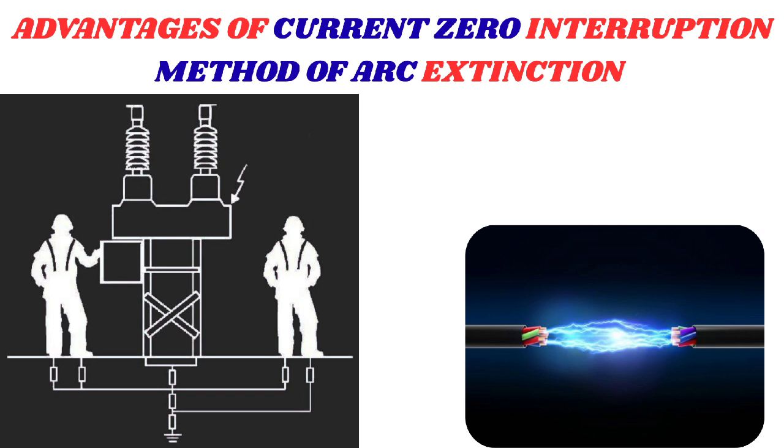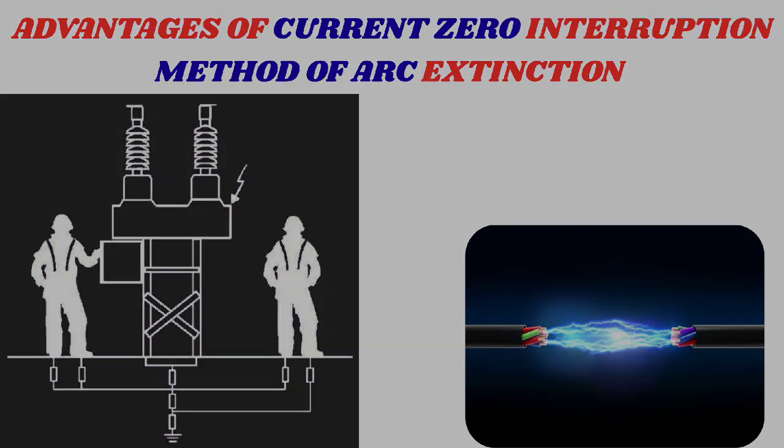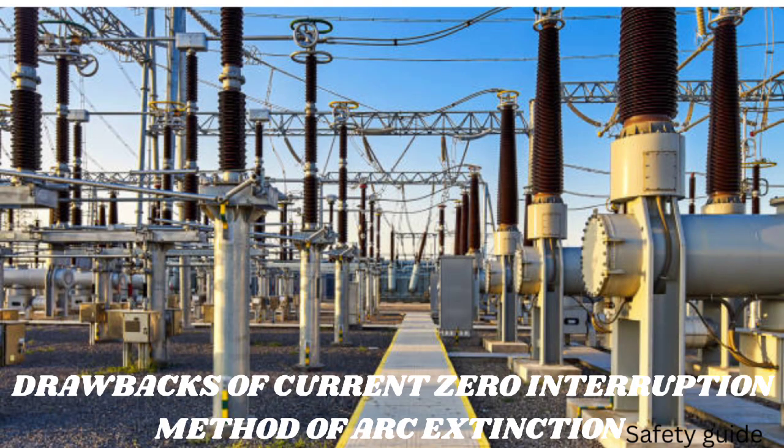3. Reduced contact wear. The current zero interruption method can reduce contact wear, as the arc is extinguished quickly and efficiently. Having examined the benefits, what are the drawbacks of the current zero interruption method? The current zero interruption method also has some disadvantages, including 1. Limited application. The current zero interruption method is limited to AC circuit breakers, and may not be effective for DC circuit breakers.